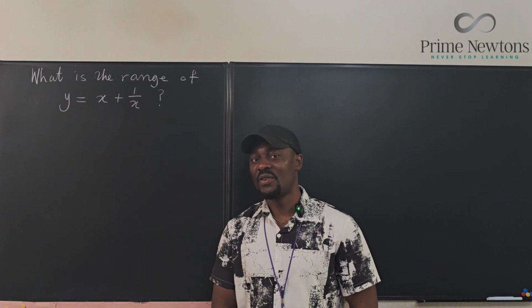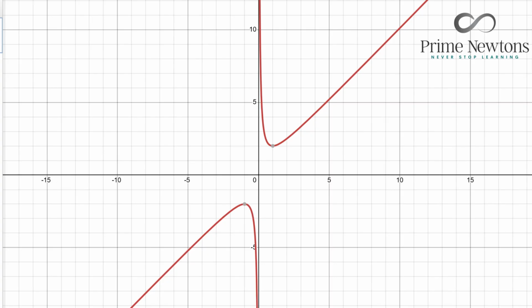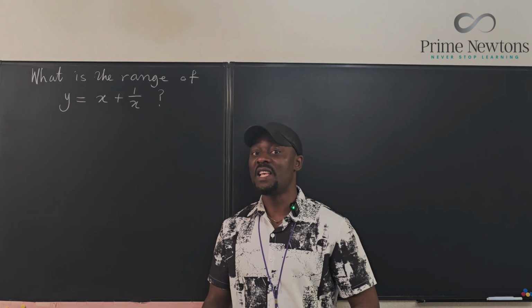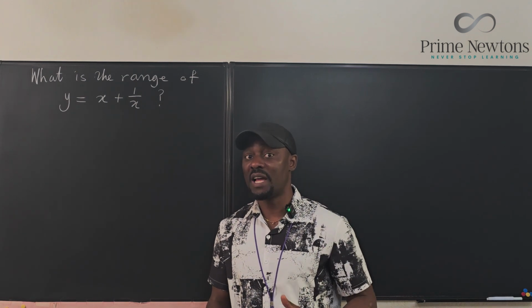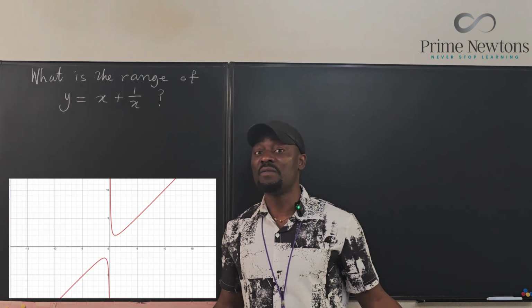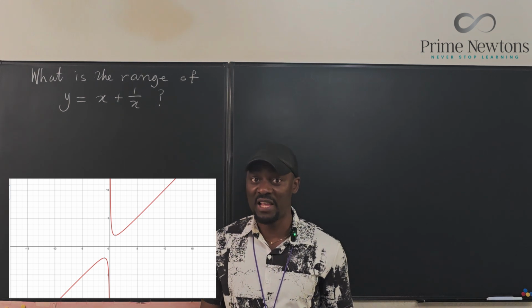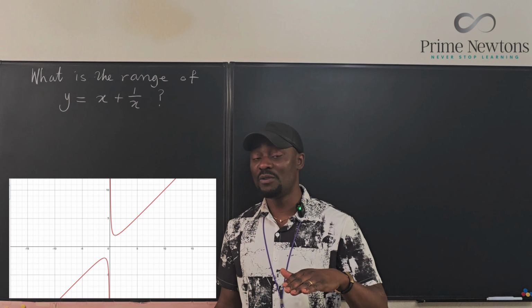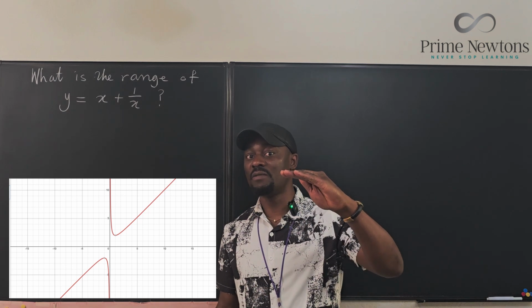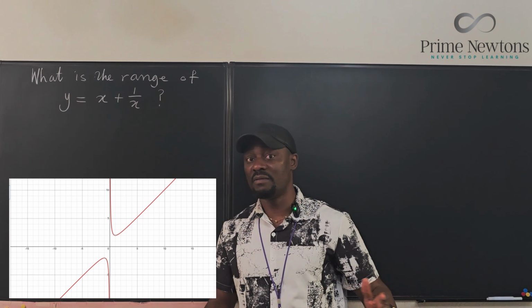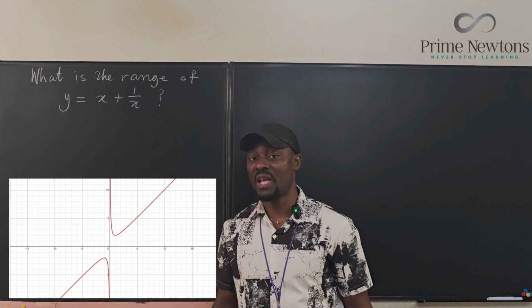So this is the graph of the function. As you can see, there is nothing between -2 and 2 along the y-axis. The range of a function is the set of outputs, that is the values of y that you can find on the function. So you notice that you can get everything from -infinity up to -2, then you skip and you start again from 2 all the way to +infinity. That was the question I was asking.